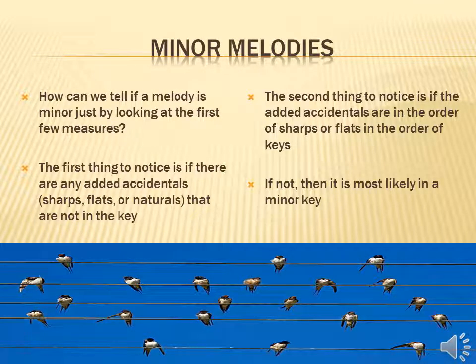Minor melodies. How can we tell if a melody is minor just by looking at the first few measures? The first thing to notice is if there are any added accidentals, sharps, flats, or naturals that are not in the key. The second thing to notice is if the added accidentals are in the order of sharps and flats in the order of keys. If not, then it is most likely a minor key.